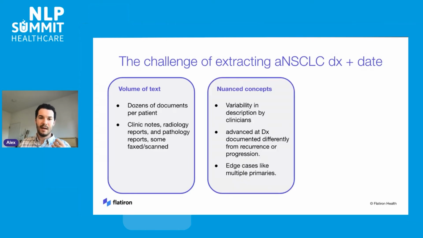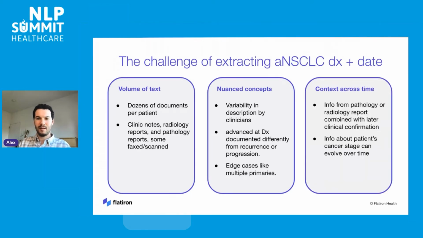On top of that, advanced diagnosis date is also a very nuanced concept. There's variability in the description and in what different clinicians will consider to be advanced disease. Particularly, disease that's advanced from the point of diagnosis tends to be documented differently from disease that becomes advanced through recurrence or progression. There are also a lot of really rare edge cases, things like multiple primaries, where a patient might develop two different lung cancers at different times, but without the second actually being a recurrence of the first.